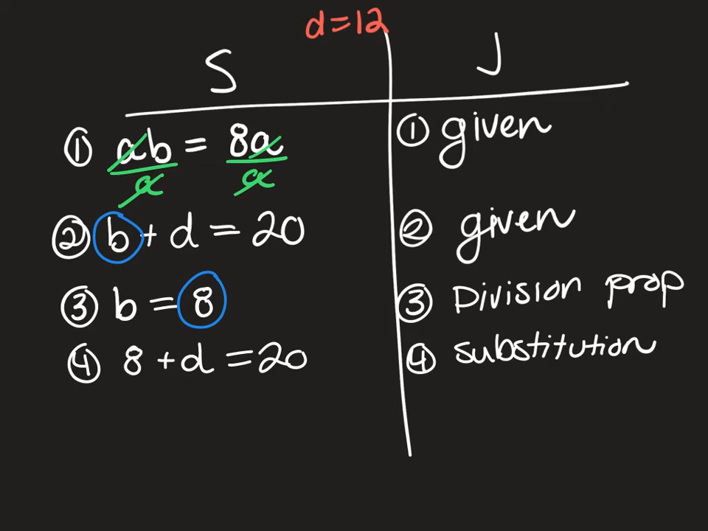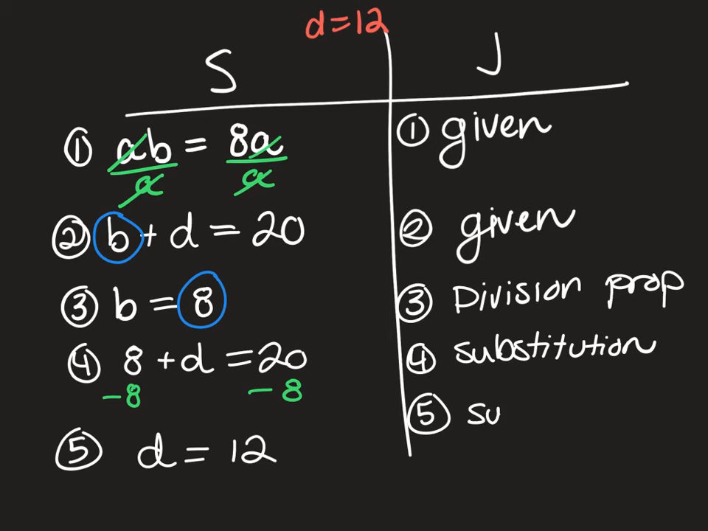And then what do we need to do to solve it for D? Subtract. Yep, so minus 8 and minus 8, which then gives us D equals 12, which is what we were trying to get to, and that was our subtraction property.